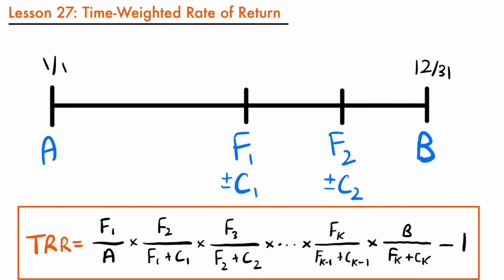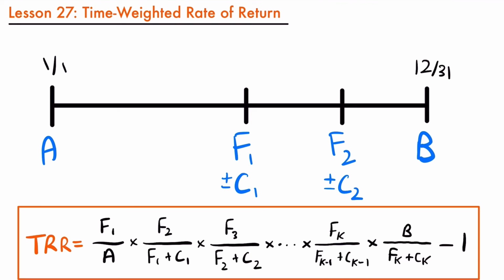This first fraction right here represents the growth of the fund from the initial balance to the first moment in time where the balance of the fund is reported, right? We have F sub 1 divided by A. This fraction represents the growth of the account for that period of time, and then this fraction would represent the growth of this account for this period of time. And then if we had more moments in time where the balance was reported, such as F sub 3, this would represent that period of time, and then that would continue on until this final fraction where this represents the growth for the period of time between the last moment in time where the balance was reported and the end of the year on December 31st.